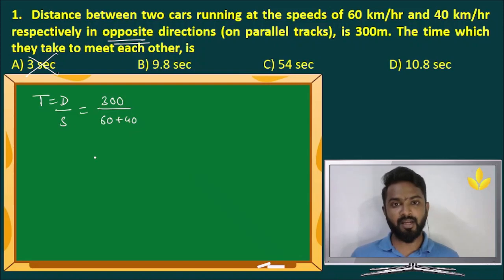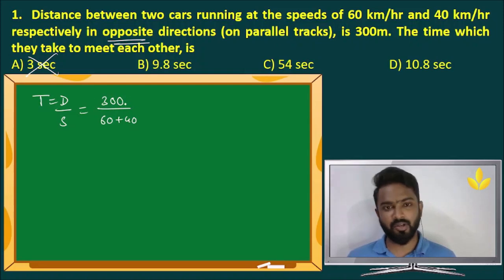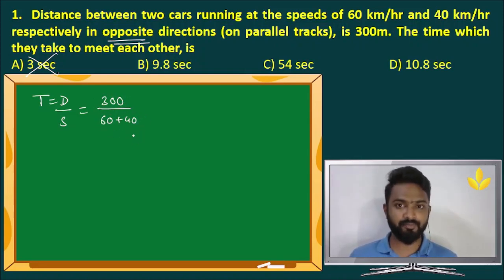A lot of people ask me how to know which one to convert. It's very easy. All you have to do is look at the options. All the options are in seconds. So you don't need to convert meters to kilometers. You just need to convert kilometers per hour to meters per second. And how do we do that? We had learned that in the first video.